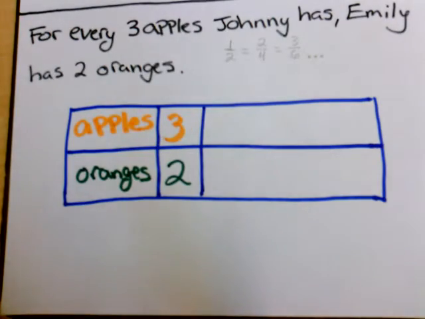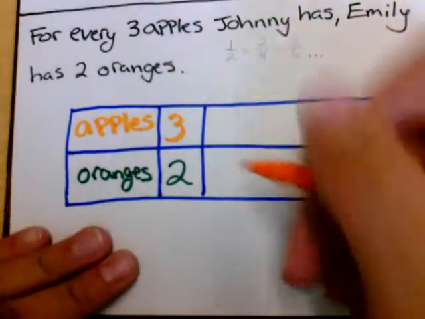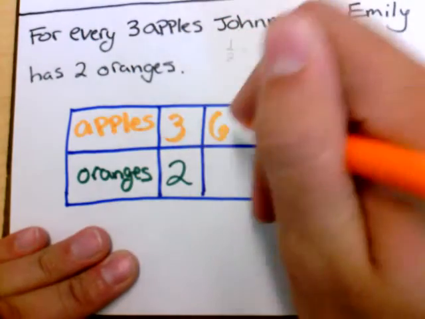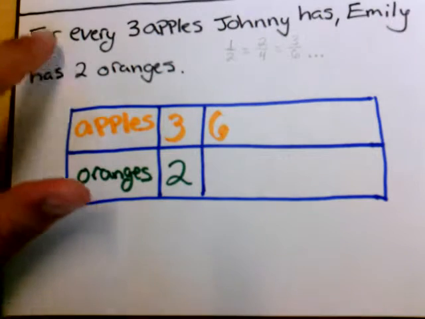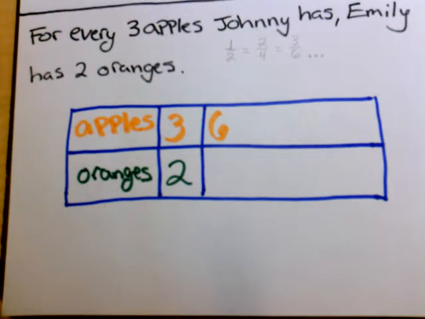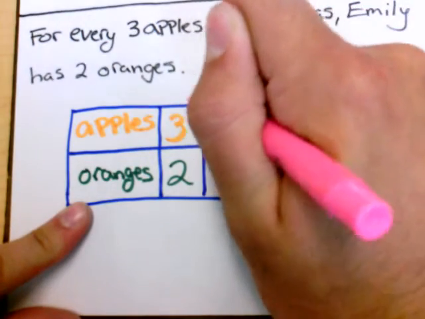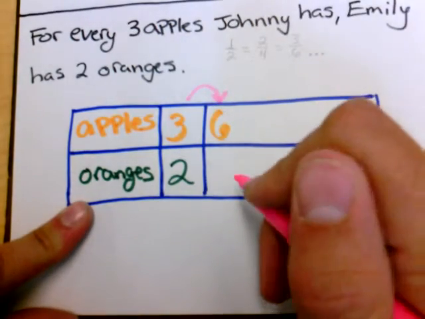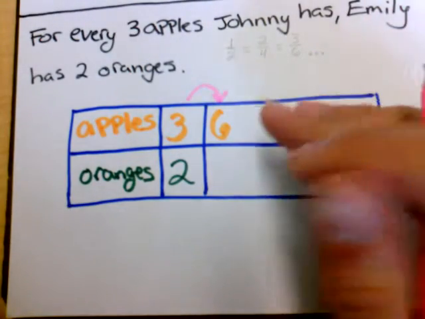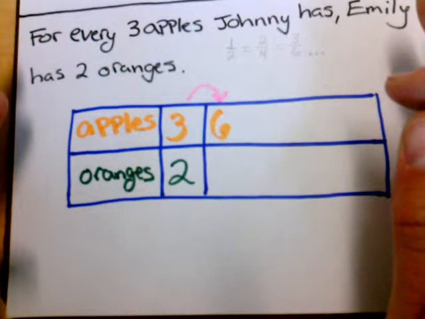Well, what if we had 6 apples? What if Johnny had 6 apples over here? All right. Well, the question now is, how many oranges is Emily going to have? Because the question is, for every 3 apples Johnny has, Emily has 2 oranges. Okay? Well, we need to figure out, how do I get from 3 up to 6? Now, in this problem, and in all ratio problems, we're eliminating addition and subtraction.